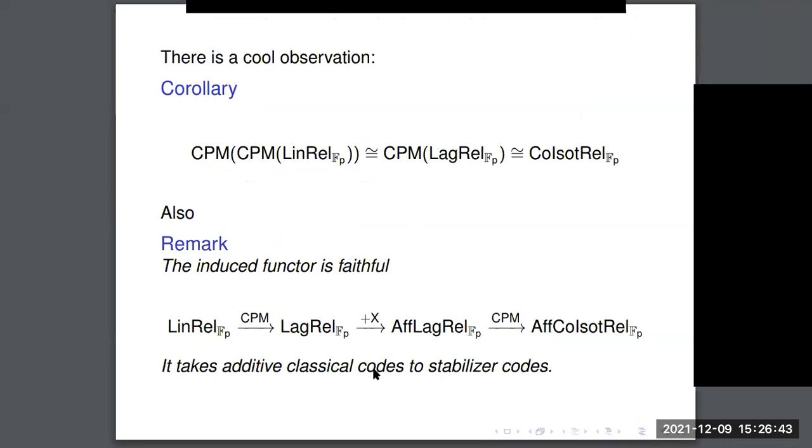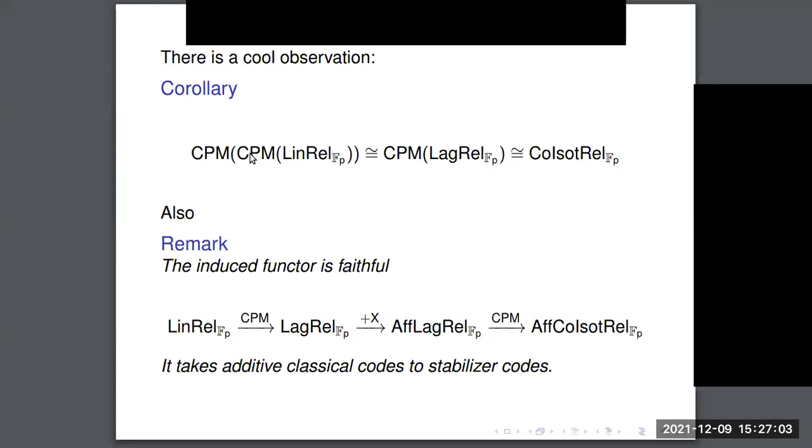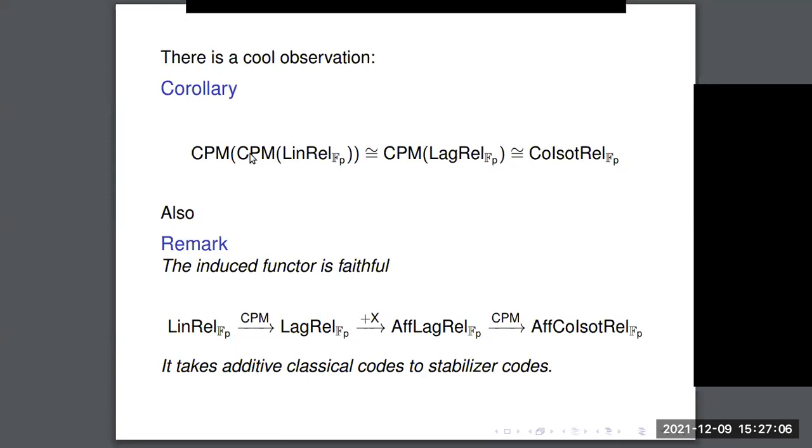Okay, and then there's this neat little thing that follows from this. In the previous work we showed that the CPM of linear relations is Lagrangian relations, but here we show that if you take CPM of Lagrangian relations you get coisotropic relations. So you get this chain: if you do CPM twice with two different conjugations, the first one being the orthogonal complement, the second one being a generalization of complex conjugation, then you get coisotropic relations. So I think that's just kind of cool.